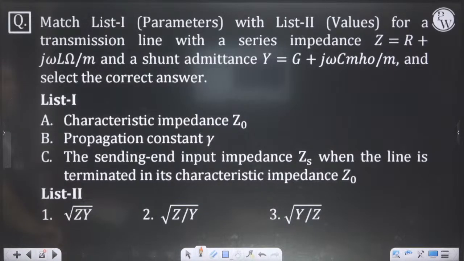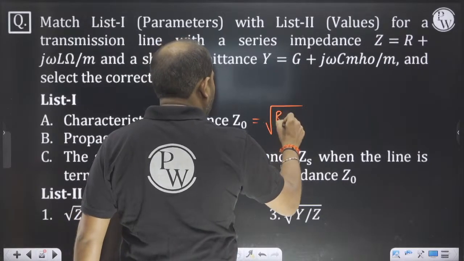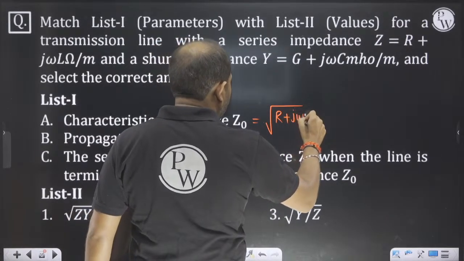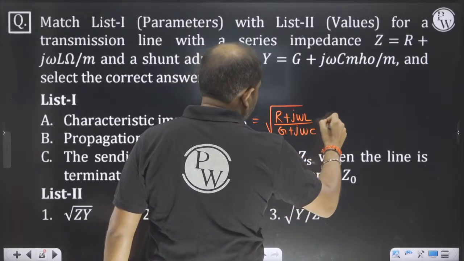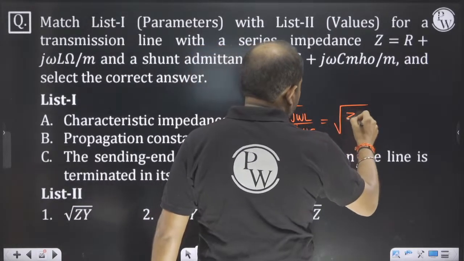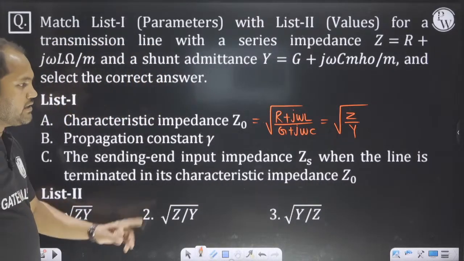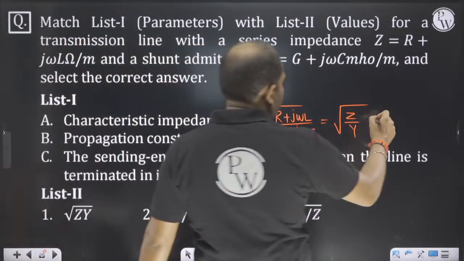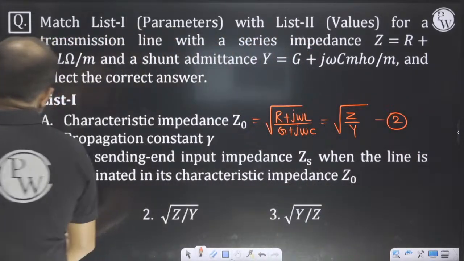List 1, list 2. Z is equal to R plus J omega L, Y is equal to G plus J omega C. Okay. Characteristic impedance. So characteristic impedance is equal to square root of R plus J omega L divided by G plus J omega C. Yes sir. So it is Z by Y. So Z by Y is 2. So our answer will be 2. So for A, option 2.